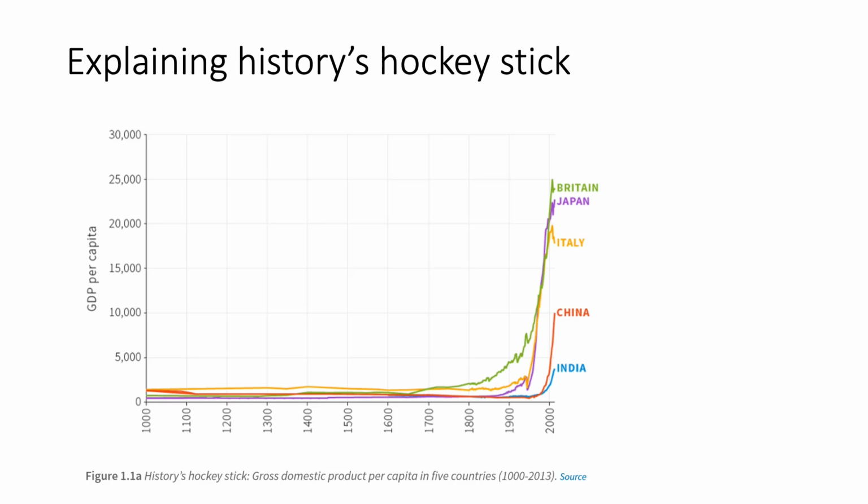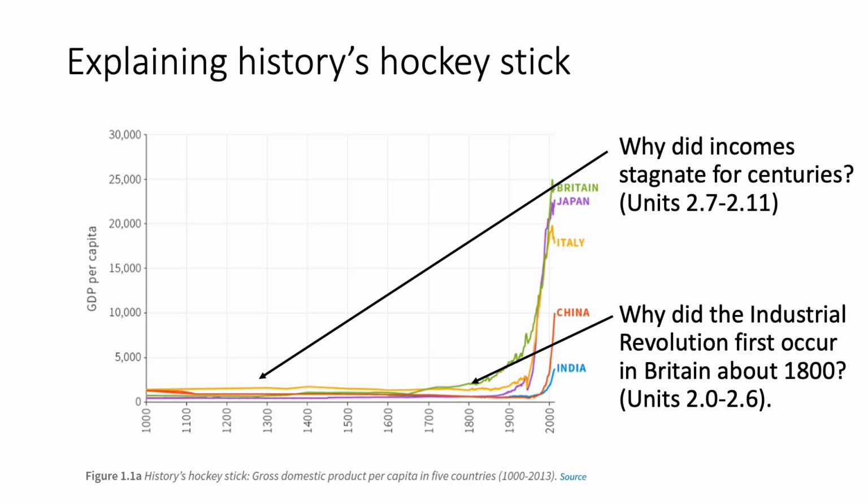Last week we covered the hockey stick graph. This illustrated the country's GDP per capita from the years 1000 to 2013. Two important questions arose as we covered this graph. The first being, why did the Industrial Revolution first occur, and why did incomes in different countries stagnate for so many centuries? In Lecture 3, we will address the first question, and in Lecture 4, we will address the second.